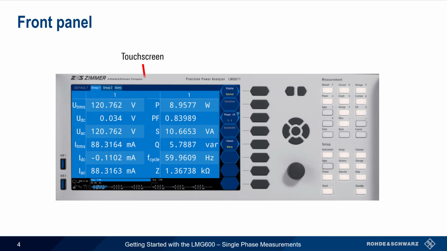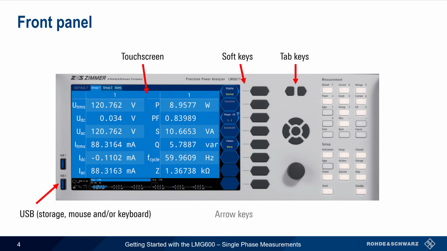The front panel of the LMG has a large touchscreen that's used for both control and for displaying results. Two USB ports can be used to attach a keyboard and mouse or external storage devices. The soft menus on the right side of the touchscreen have corresponding physical keys. Tab keys, arrow keys, and the scroll wheel can also be used to navigate through the GUI and enter or update values. On the top right of the front panel, a set of measurement keys are used to access most measurement types, whereas the setup keys on the bottom right are primarily used for channel configuration and instrument settings.